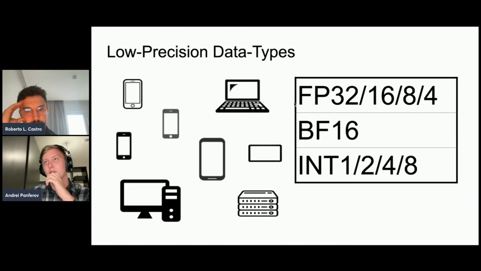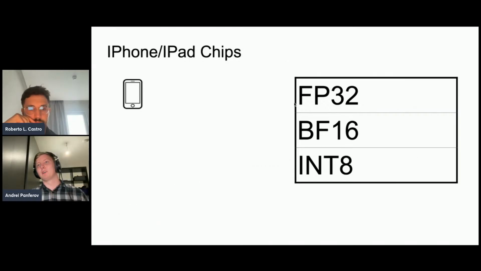And let's take a look at some low precision data types that have been used recently by different companies and different accelerators. For example, Apple with their latest iPhone and iPad chips include not only high precision FP32 numbers, but now standard half precision BF16 numbers and the integer 8 numbers as well.